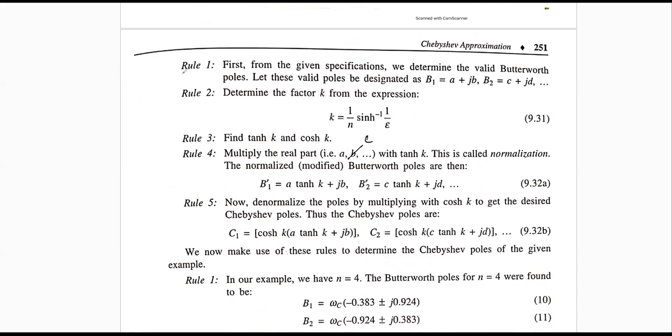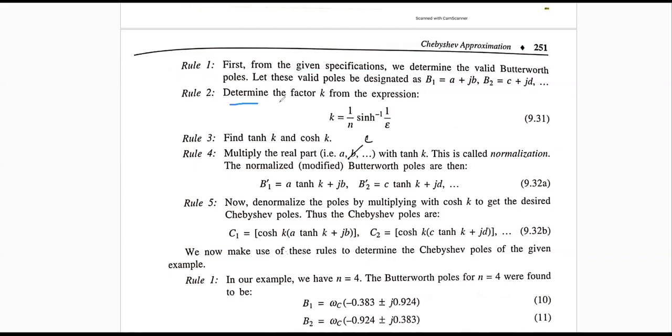First of all, rule number 1. From the given specification, we determine the valid Butterworth poles. Can you determine the Butterworth pole? Are you confident? Yes. From the last lecture. Yes, sir. So you can determine the Butterworth pole easily. So let's first determine the Butterworth pole. So this is rule number 1.